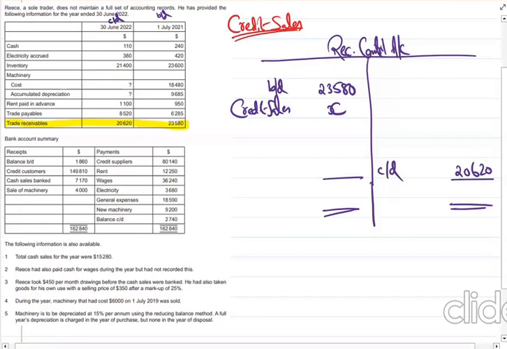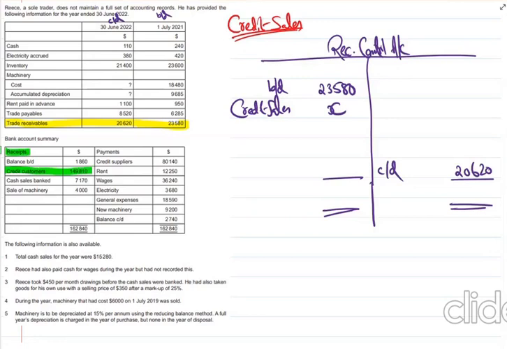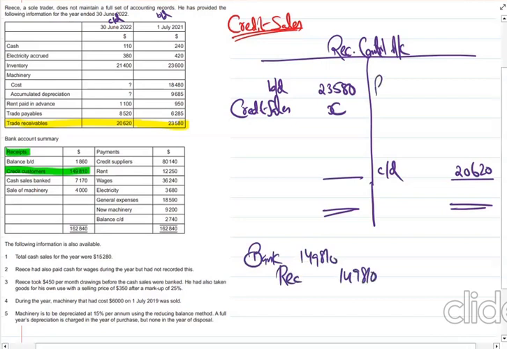So here it is. It's written receipt. Money comes from credit customer. So what is the entry of money comes from credit customer? Bank debit, receivable credit. Right or wrong? Yes. So receipt from credit customers 149810. There is no contra entry.